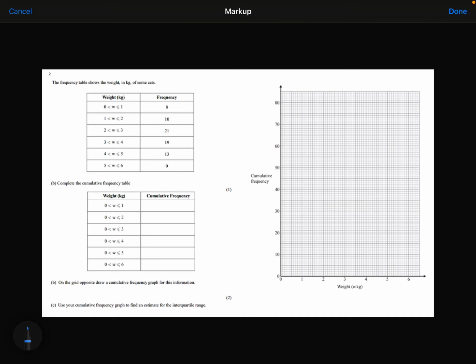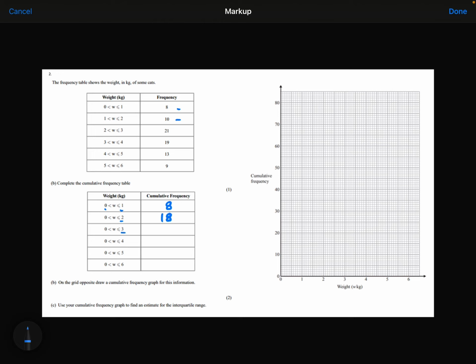The frequency table shows the weight in kilograms of some cats. We need to complete the cumulative frequency table. So between 0 and 1 kilogram, there are 8 cats. Between 0 and 2 kilograms, there is 8 plus 10 cats.